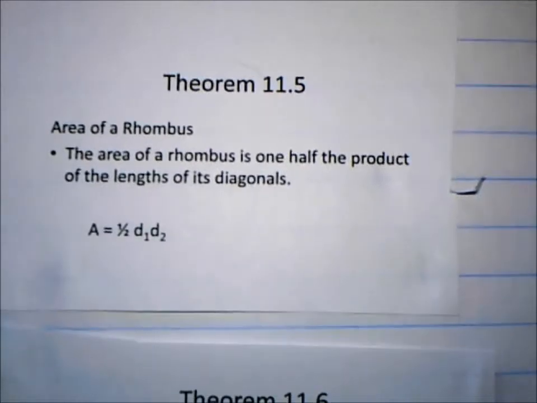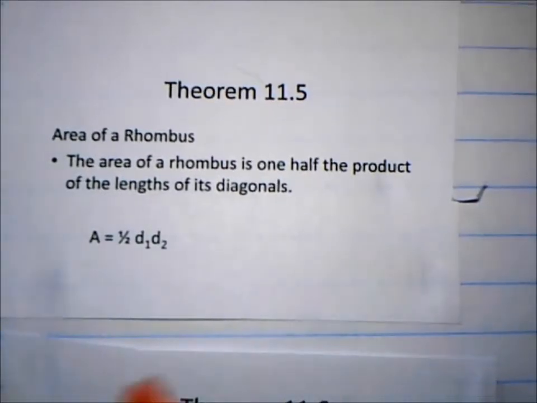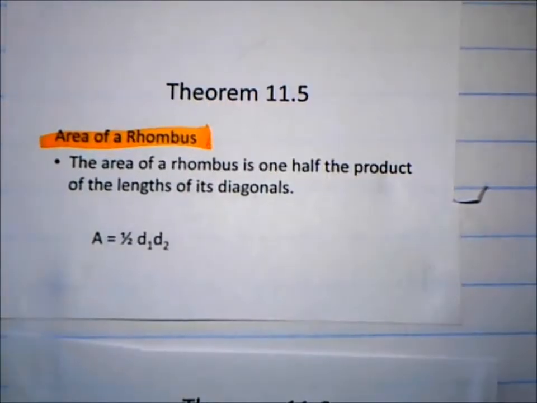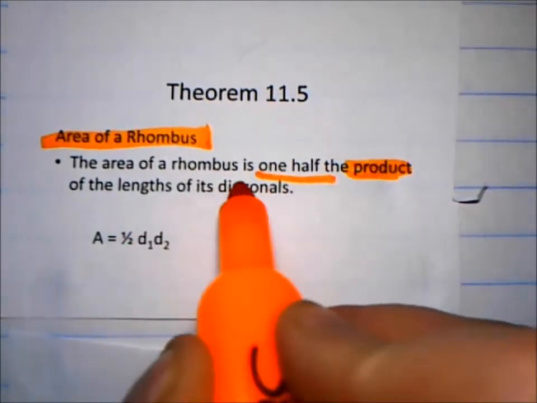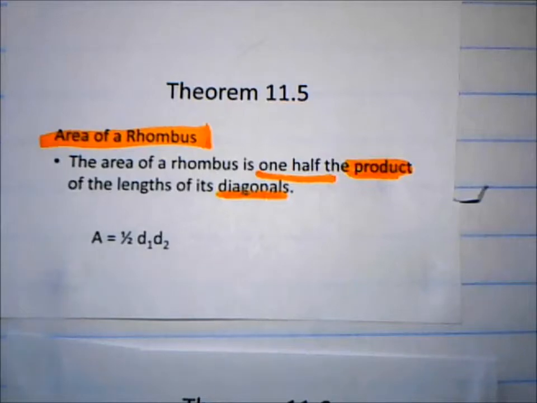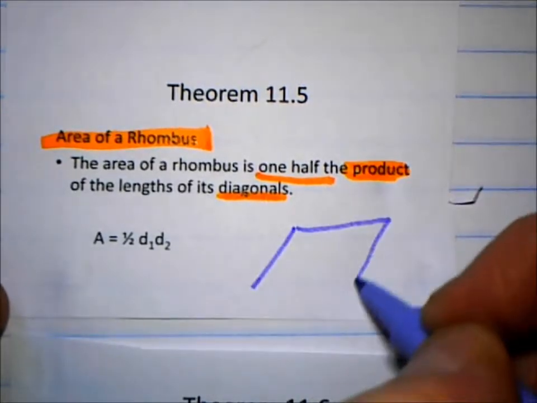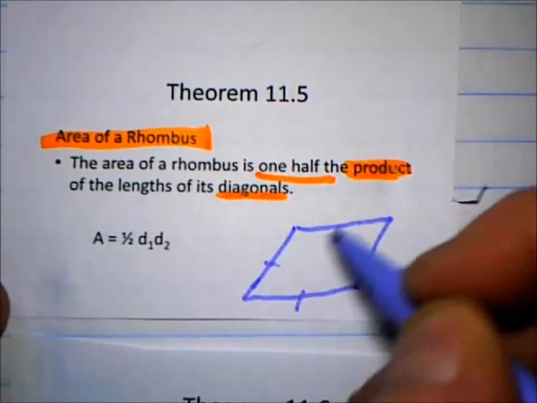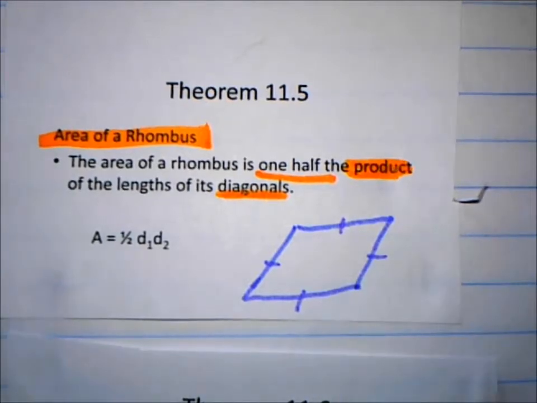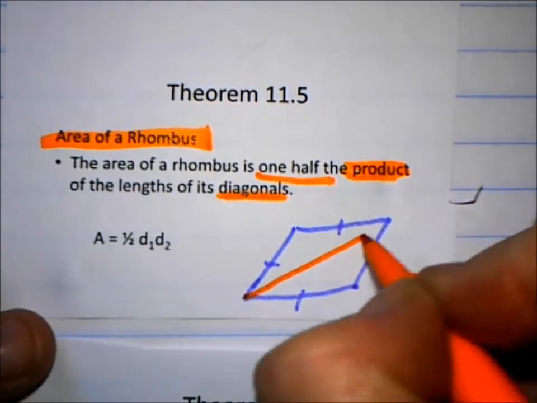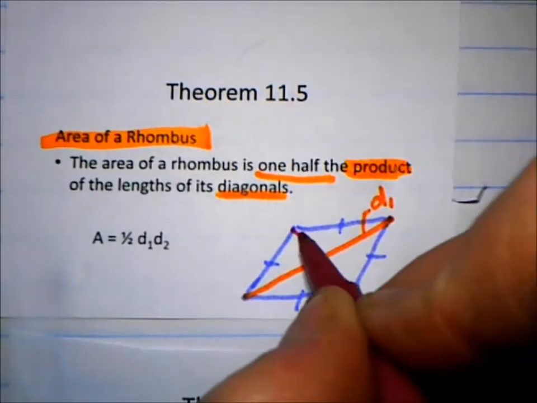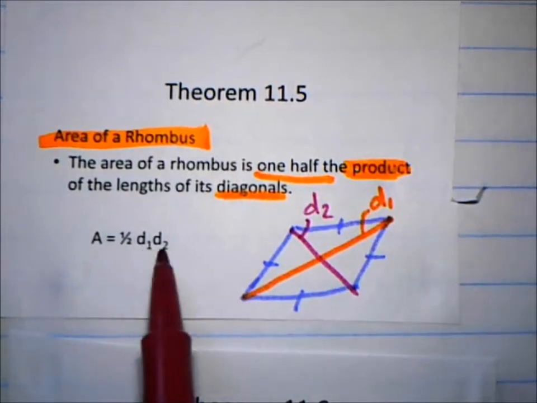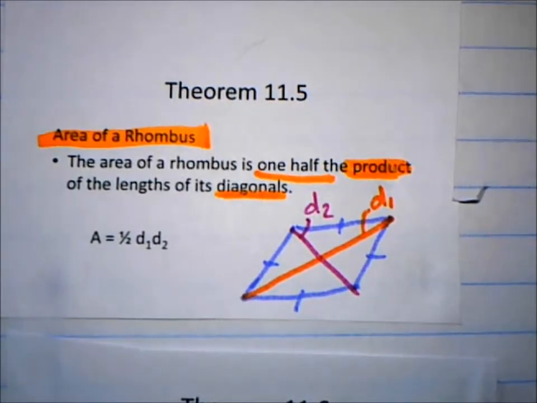On theorem 11.5 is the area of a rhombus. The area of the rhombus, once again, is half the product of the lengths of the diagonals. So if you have a rhombus, remember on a rhombus all sides are equal. You have the first diagonal, which would be D1, and the other diagonal would be D2. So you'd multiply your two diagonals and then divide by 2.